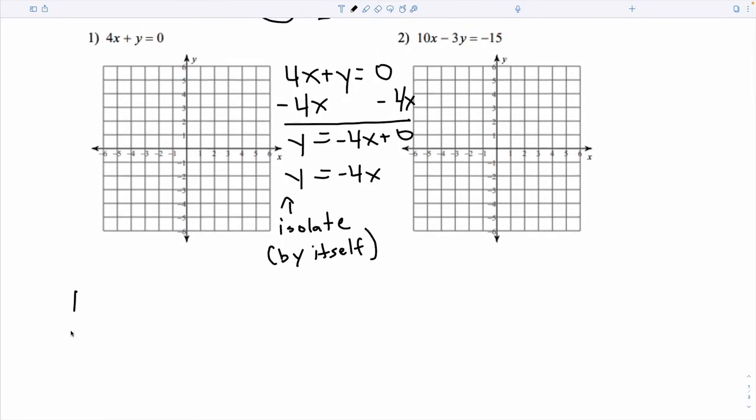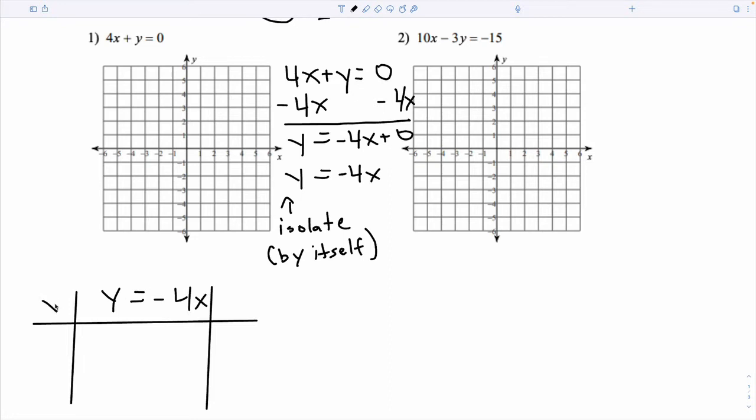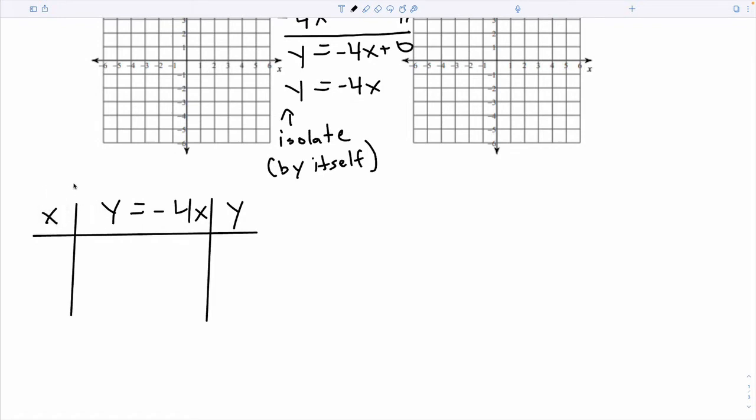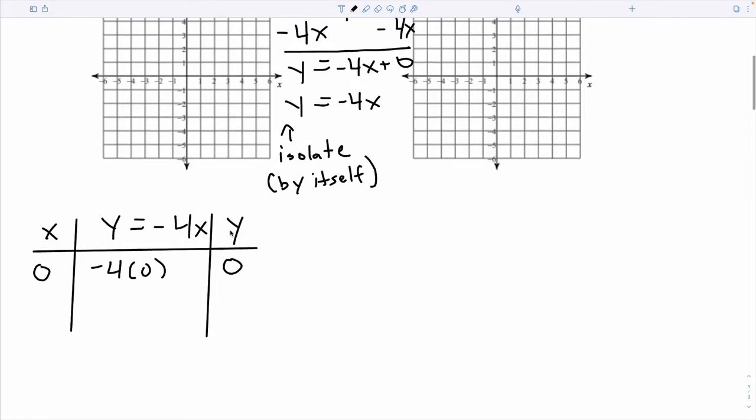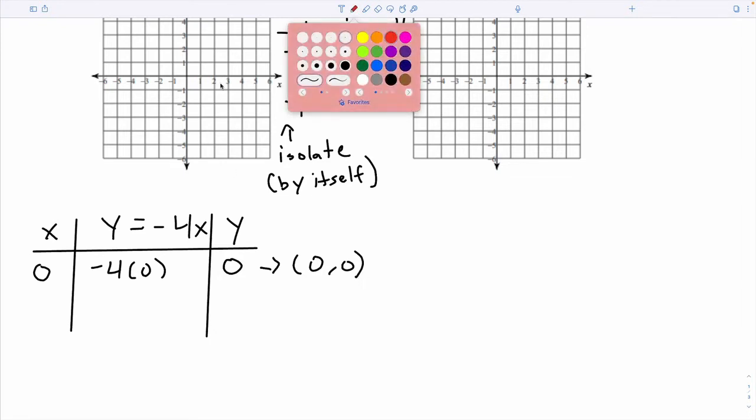So let's start putting inputs into the function machine. Just like yesterday, you're going to have your function, which is y equals negative 4x. And we need about 2 different points. Give me one input or value for x that you want to start with, Jacob. Yeah, you chose my favorite one. Negative 4 times 0 is 0. So this point is at 0, 0. Go ahead and plot it.